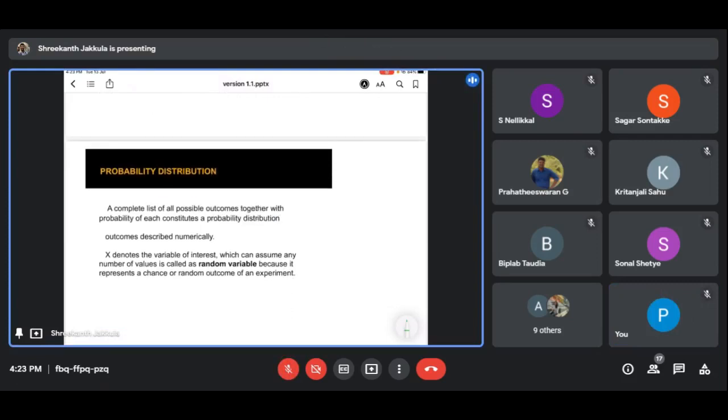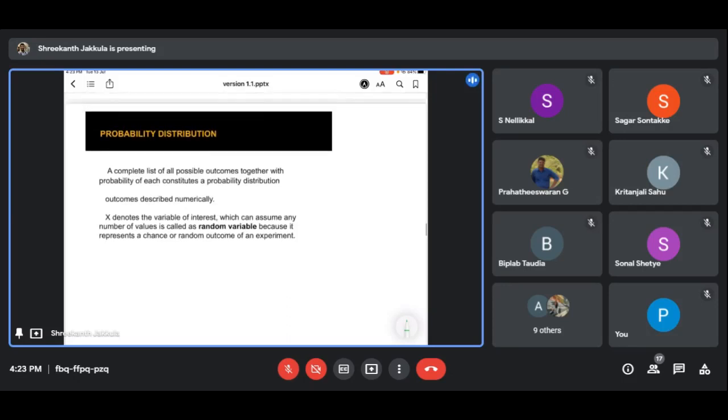So next, move to probability distribution. Probability distribution was given by James Bernoulli. He was the one who introduced this distribution, which is called probability distribution. He divided it into two: discrete theoretical and continuous.